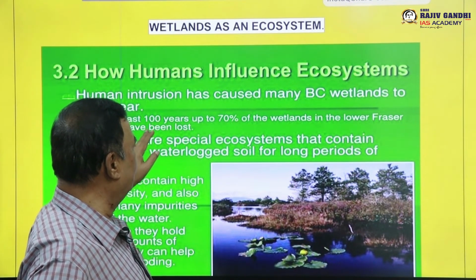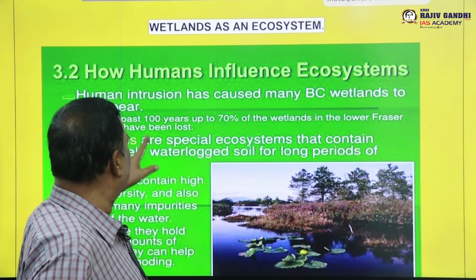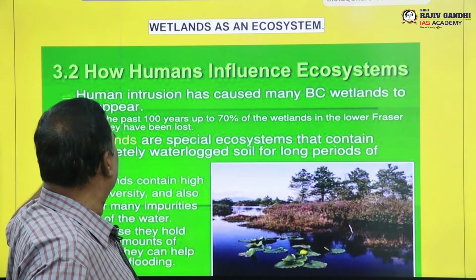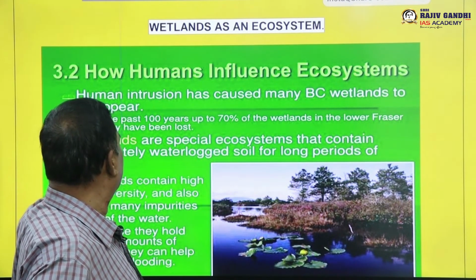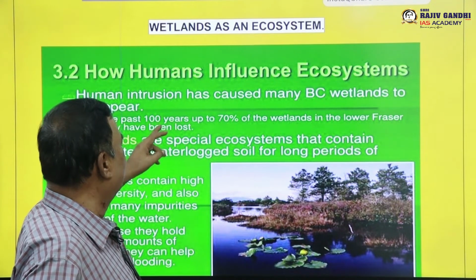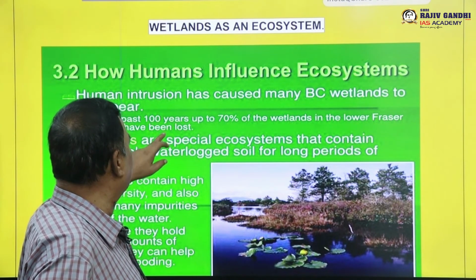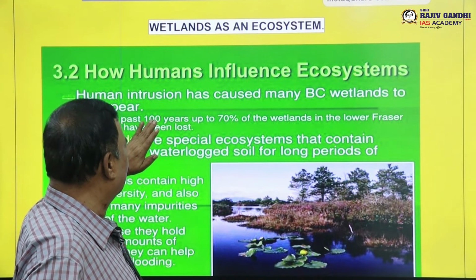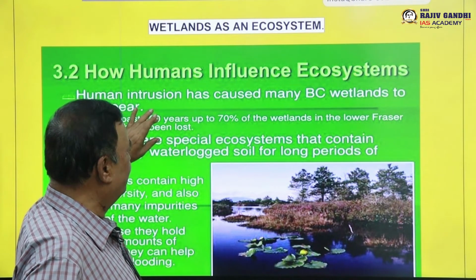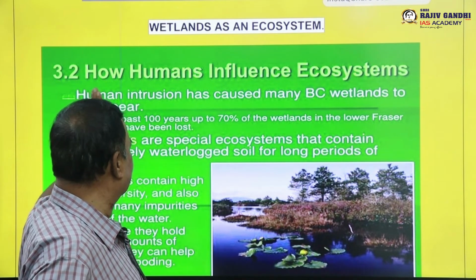What has happened to the wetlands all over the world? This is about that. Human intrusion has caused many wetlands to disappear. In the past 100 years, up to 70% of the wetlands in the Lower Fraser Valley have been lost. This is about the area, which gives a particular area where the wetlands have gone.